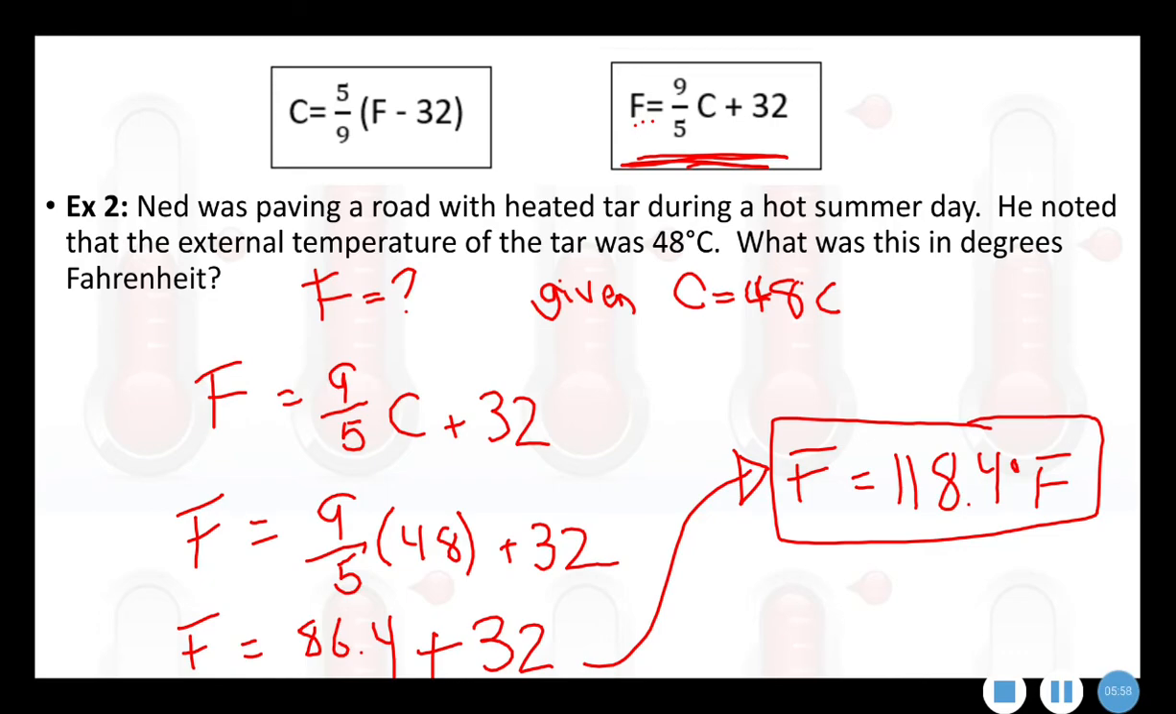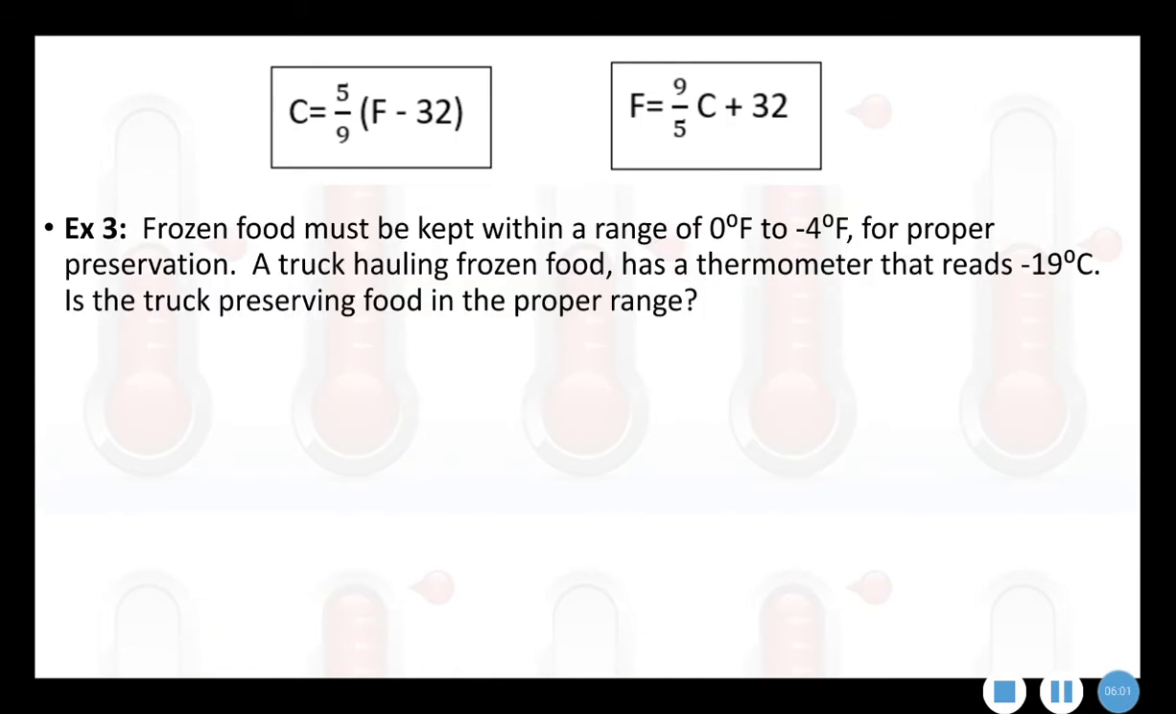All right, I have one more quick question here. So example 3 says a frozen food must be kept within the range of 0 degrees Fahrenheit to minus 4 degrees Fahrenheit for proper preservation. A truck hauling some frozen food has a thermometer that reads minus 19 degrees Celsius. Is the truck preserving the food in the proper range?